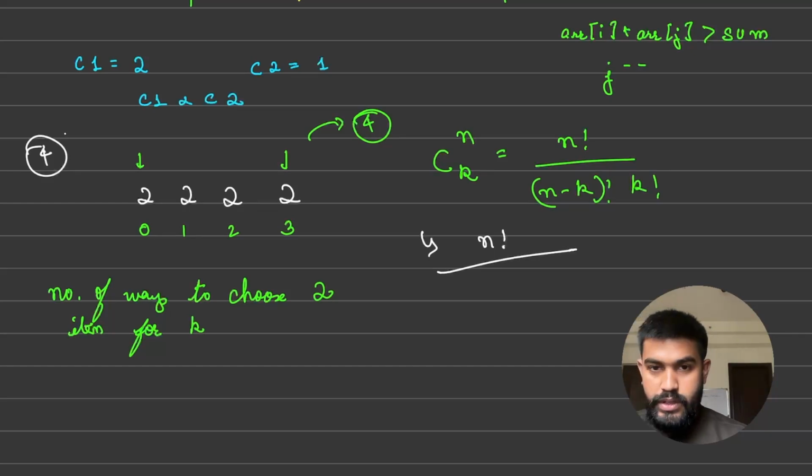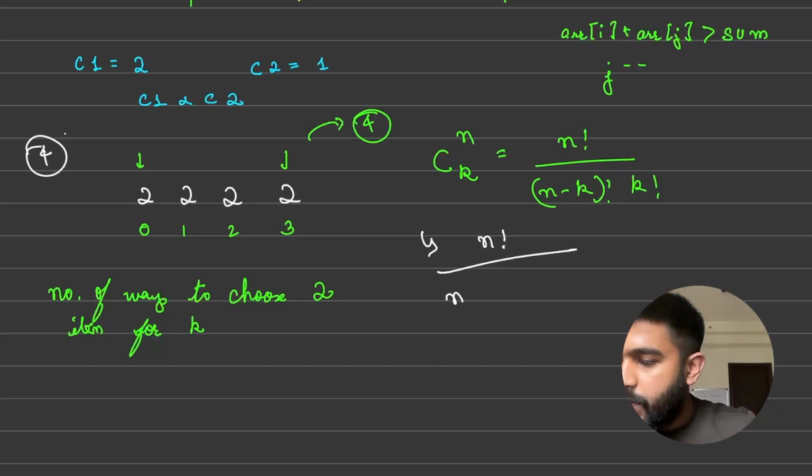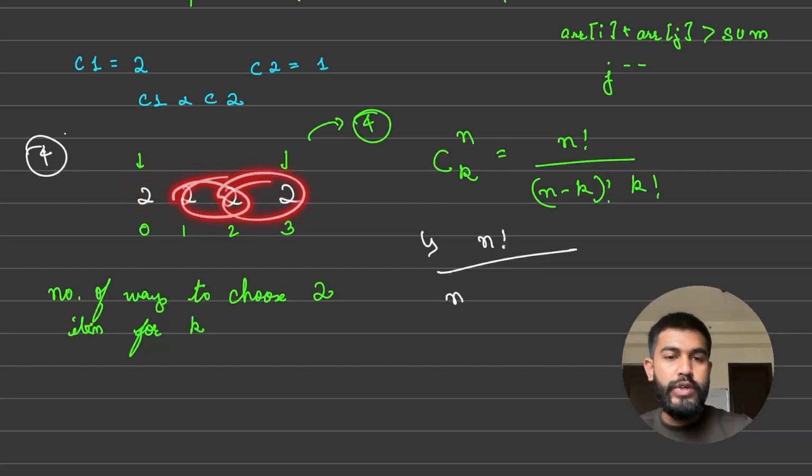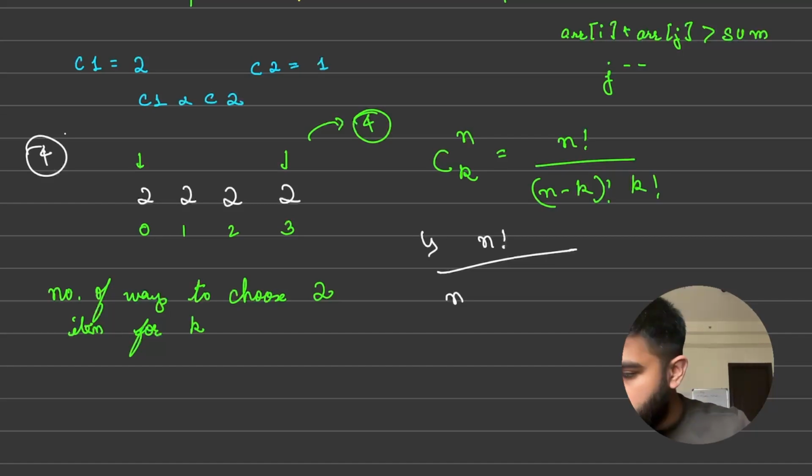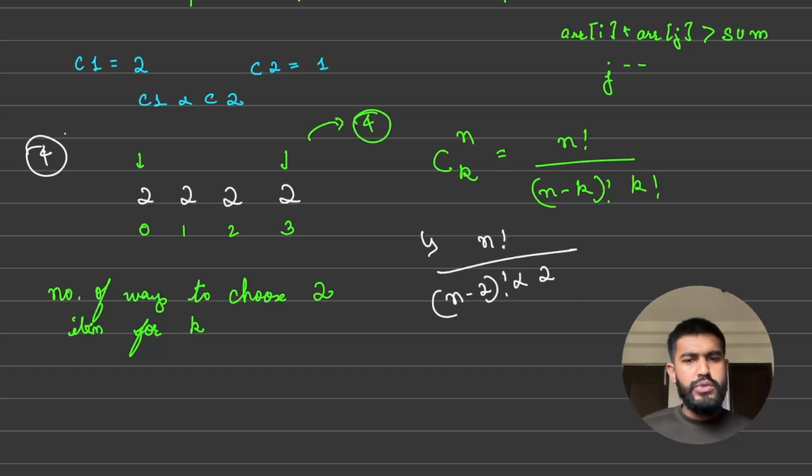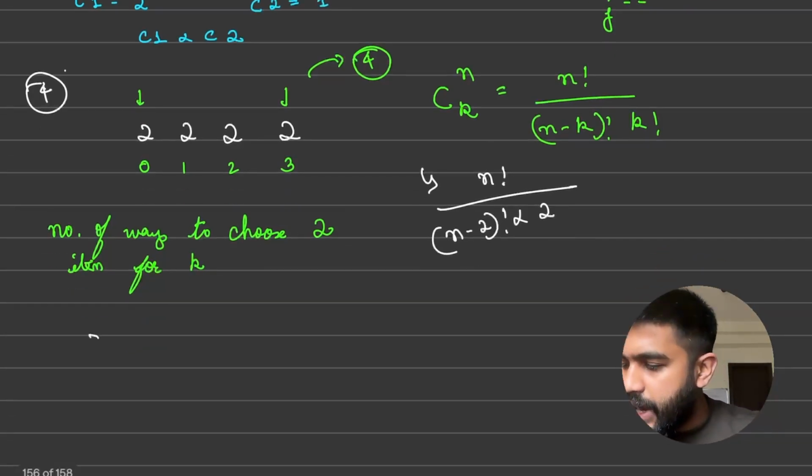So the lower value, the K value, would always be 2 because we can always select 2 as a pair. These two will also act as a pair. These two would also act as a pair. These two would also act as a pair. These two would also act as a pair. So number of ways to choose this would seem something like this: n minus 2 factorial, and then multiplied by 2. 2 factorial is 2 only. Then I can refine it more.